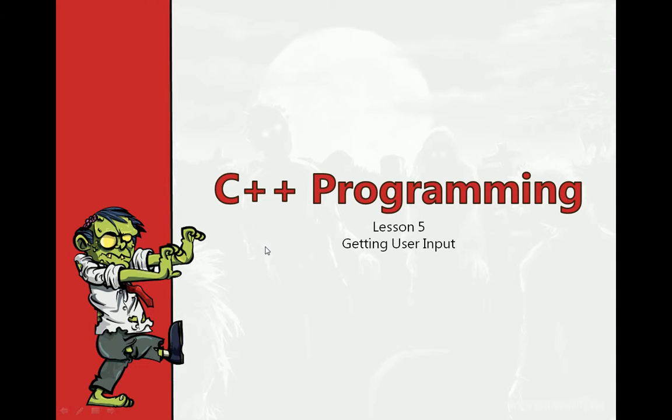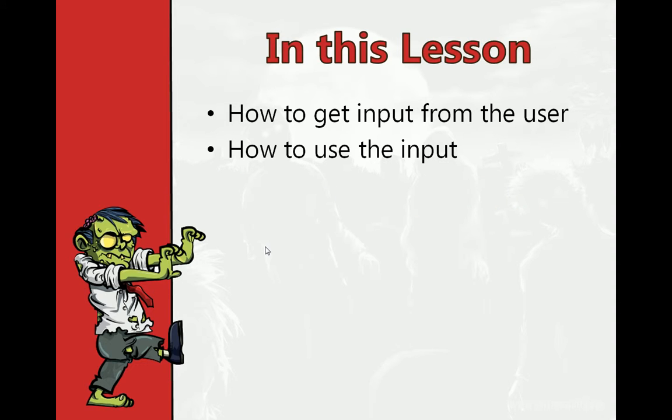Alright, welcome back to the Walking Code C++ programming. Lesson 5. In Lesson 5, we're going to be learning about getting input from our user. We're going to learn how to get input from the user, and then we're going to learn how to use that input in our programs, because we can ask users to input data all day long, and if we don't do anything with it, it really doesn't amount to a hill of beans.